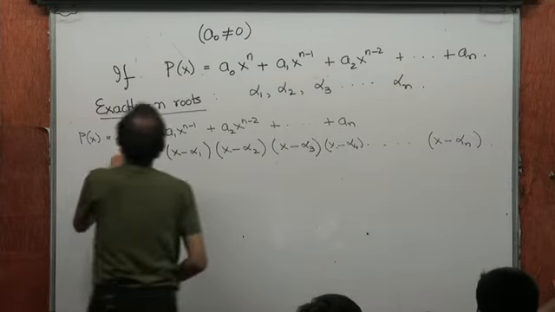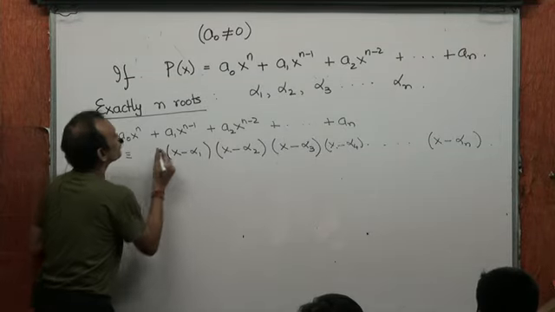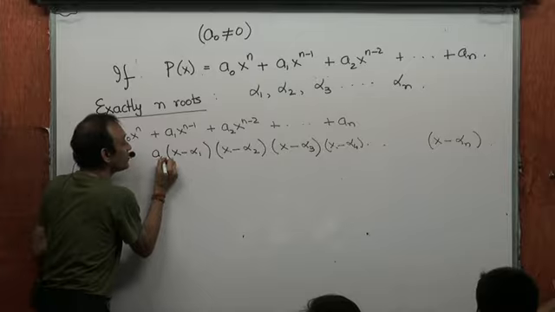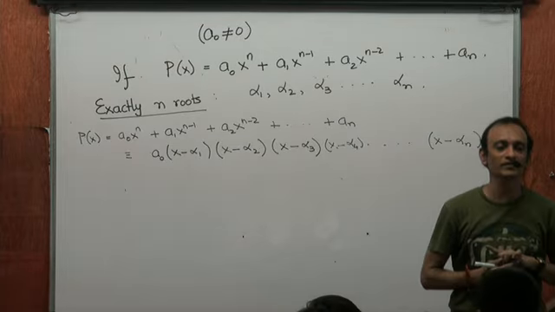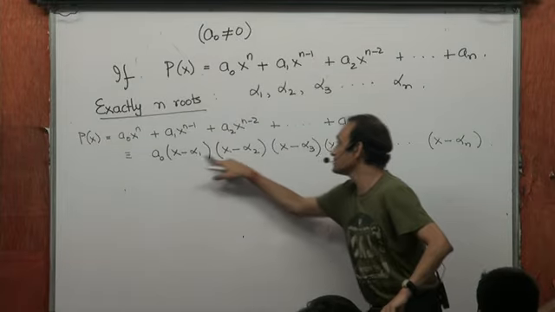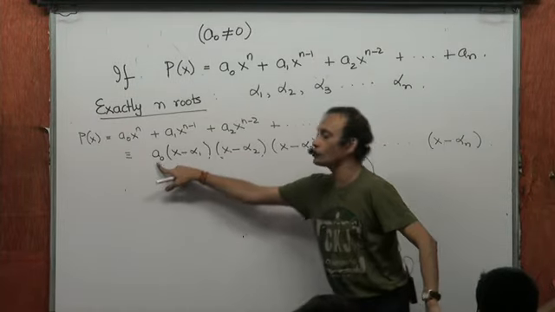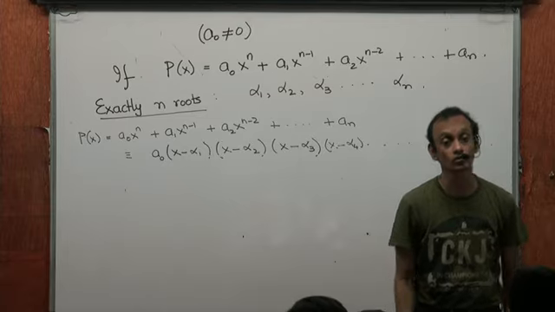To make the coefficient of x power n a naught on the right hand side, you multiply the right hand side with a naught. Now the coefficient of x power n on the left hand side is a naught. The coefficient of x into x into x, x power n on the right hand side will also be a naught. Yes or no?